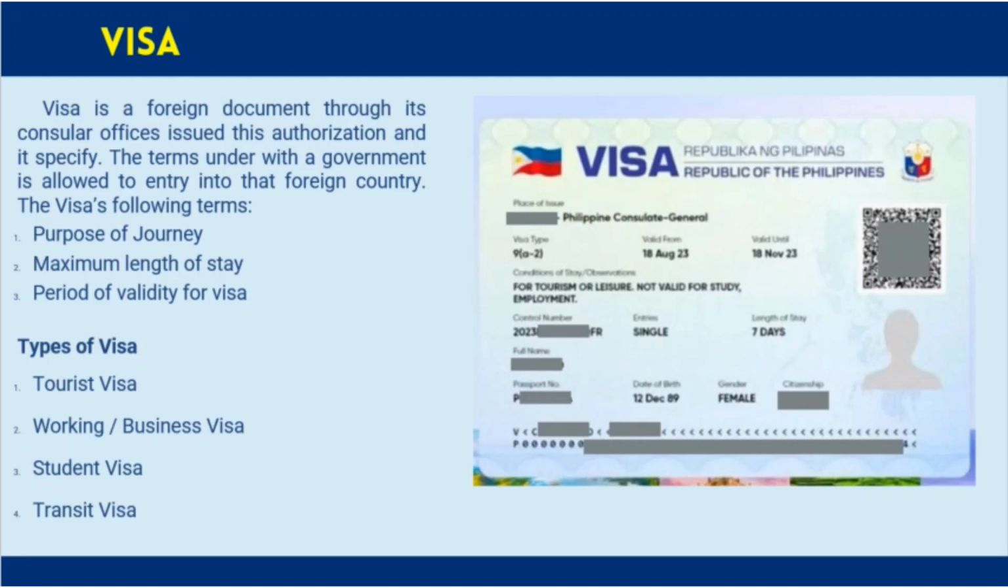So, a visa is a foreign document issued through its consular offices as an authorization, and it specifies the terms under which the holder is allowed entry into that foreign country. So, the visa's terms are the purpose of journey, maximum length of stay, and period of validity of the visa. There are four types of visa. The first one is the tourist visa. So it is a document that allows a limited period of leisure travel within the country but no business activity.